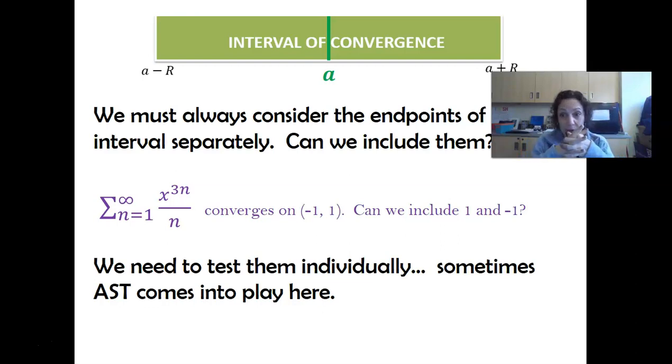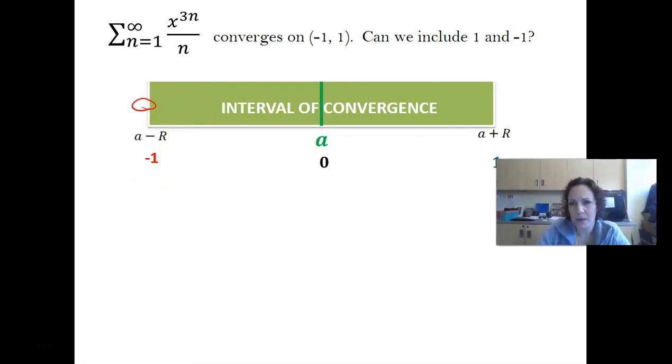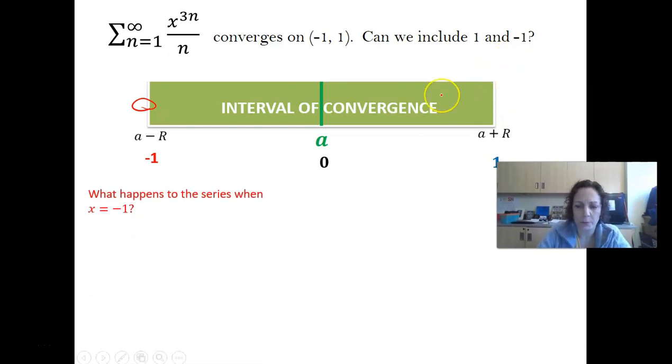And those endpoints, the way we answer that question is by testing those endpoints individually. And I'll show you what I mean here in a minute. The ratio test is going to give you an interval of absolute convergence. That is an open interval. Our job next then is to test those endpoints individually and see, can we include them? Here's what I mean. If I know my series x to the 3n over n converges on -1 to 1, I'm going to say, okay, well, my interval of convergence right now is -1 open to 1 open, right?